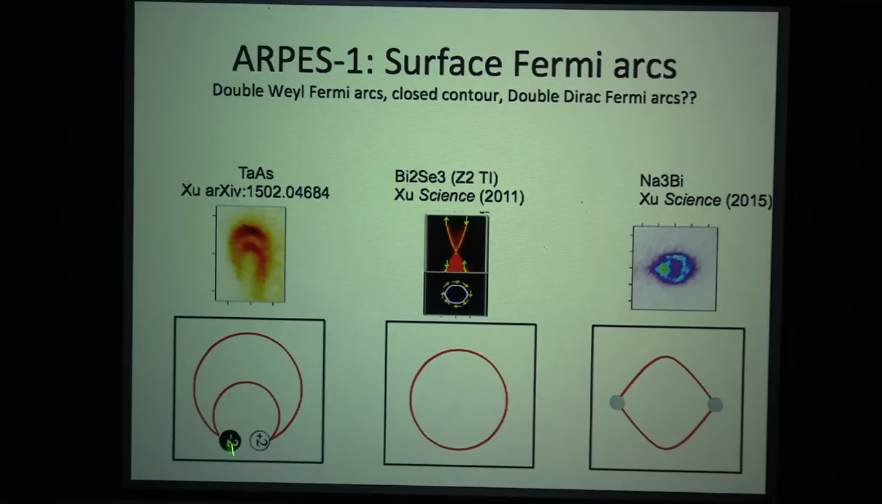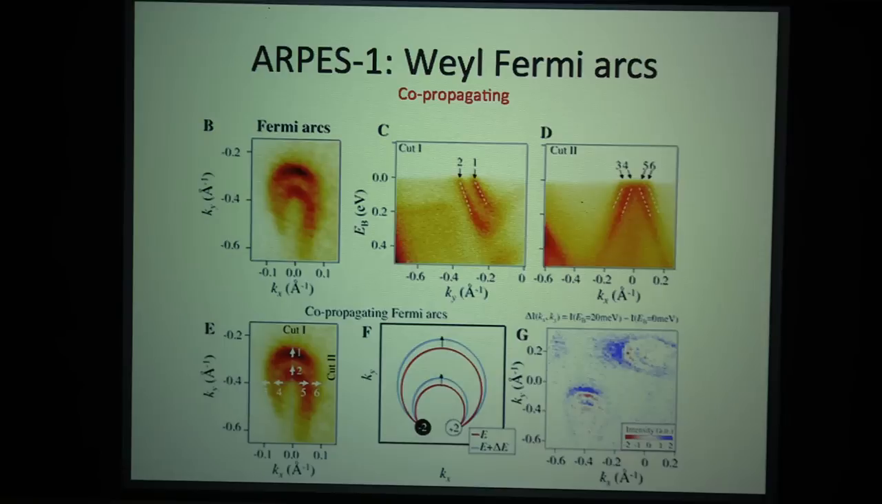What we see is that because these are projected Weyl points with chiral charge plus minus 2, they are co-propagating. To make sure that we're not fooled by the experimental data, the analysis, or the systematics of the measurement, we compared that with other Fermi surface measurements. For example, in bismuth selenide, we can clearly resolve a single Dirac state, and in sodium 3 bismuth, we can clearly resolve this feature, and of course in the spin space. That convinced us that this is really a pair of arcs.